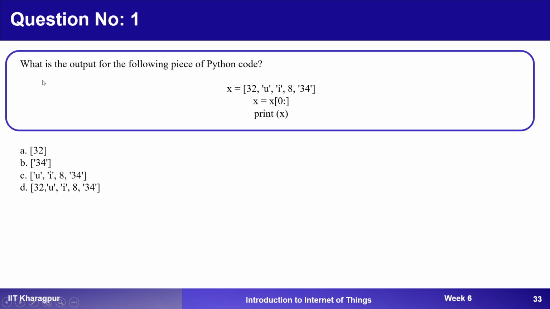Or you can also explain it as, because this is similar to your multi-dimensional array, right? So 0 means your row 1. However, columns are all, because after the column we have not mentioned anything. So we are going to consider all the columns. So all the columns mean 32, U, I, 8, 34. So option D is correct.